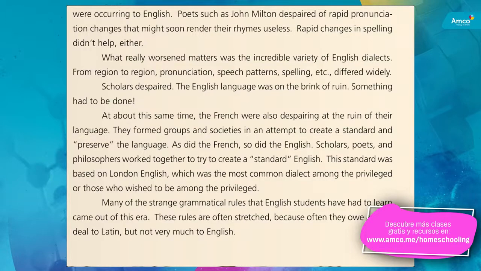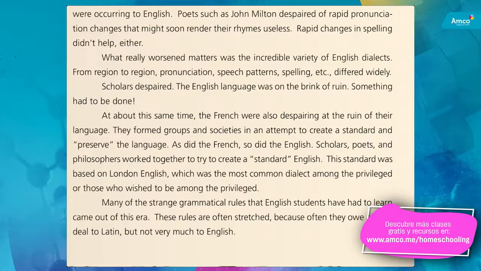At about this time, the French were also despairing at the ruin of their language. They formed groups and societies in an attempt to create a standard English. Okay? Scholars, poets, and philosophers worked together to create this standard English. It was based on London English, which was the most common dialect among the privileged or those who wished to be among the privileged. Many of the strange grammatical rules that English students have had to learn came out of this era. These rules are often stretched because often they owe a great deal to Latin, but not very much to English. So what do you guys think of that?